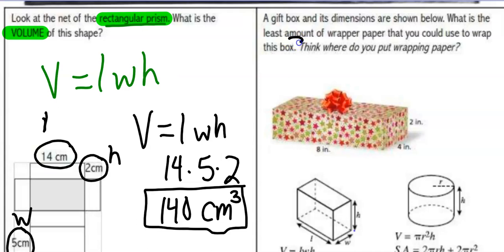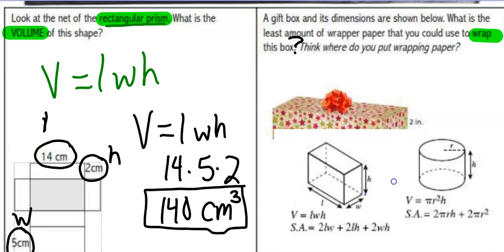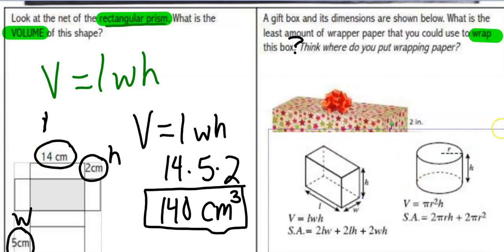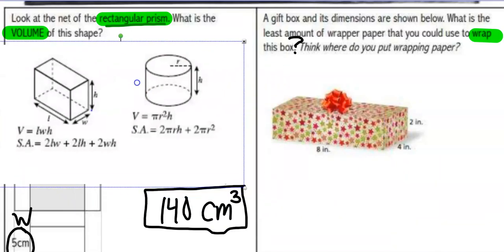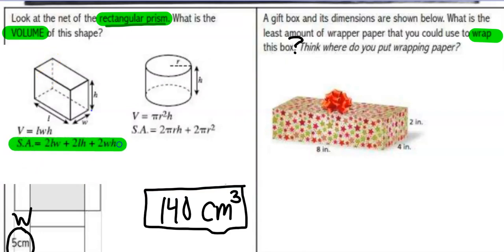So we're looking at the wrapping paper that we're going to use to wrap the box. Our keywords to help us determine what we're going to use: we're wrapping something, and we put wrapping paper around the box. So for this one, we're going to use surface area. I'm going to pull this over here. It's a rectangular prism again, and we're going to use the surface area formula.